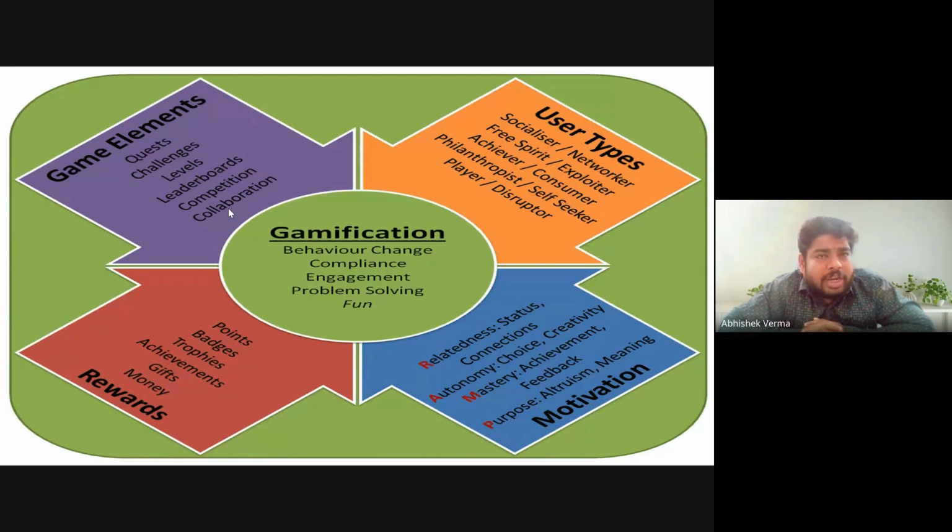It's a type of token money. Like if you complete this activity you get 10 points, if you complete that activity you get 10 points, and if you complete the whole set of activities you get 100 points, and 100 points give us some badges.